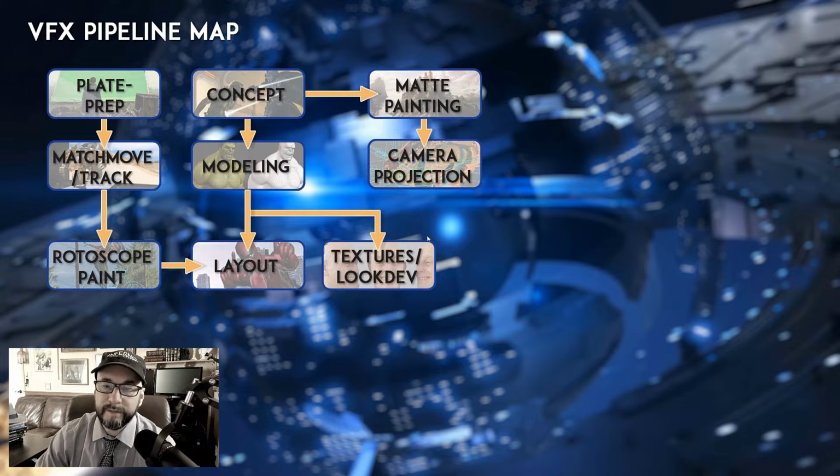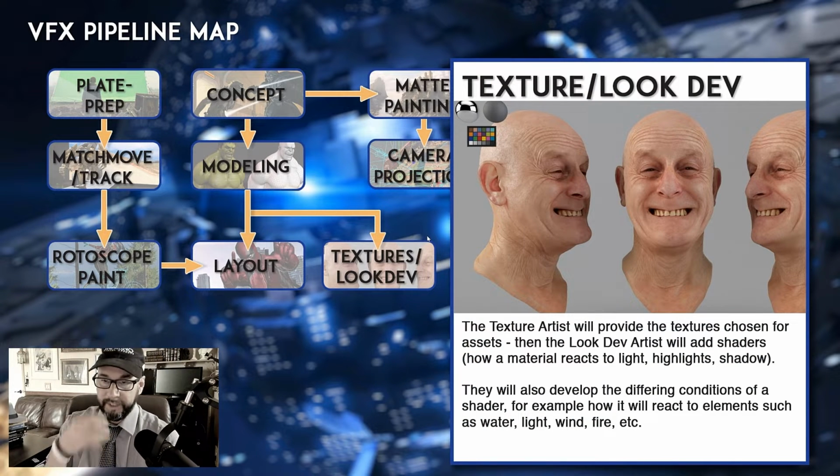Textures and look dev, another one of my favorites. This is when artists take a model and make it look real, okay? The texture artist will provide the textures chosen for all the CG assets, and the look dev, short for look development, artists will add the shaders. Textures are given to shaders, so to speak. A lot of people are confused: what's the difference between a material, a texture, a shader? A shader is a combination of many textures placed into various slots of the shader, and it determines how things look and how light reacts to things.